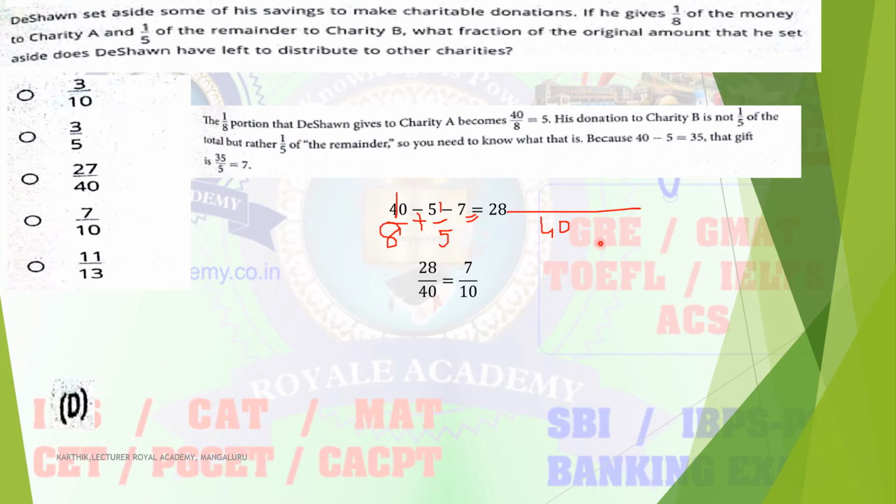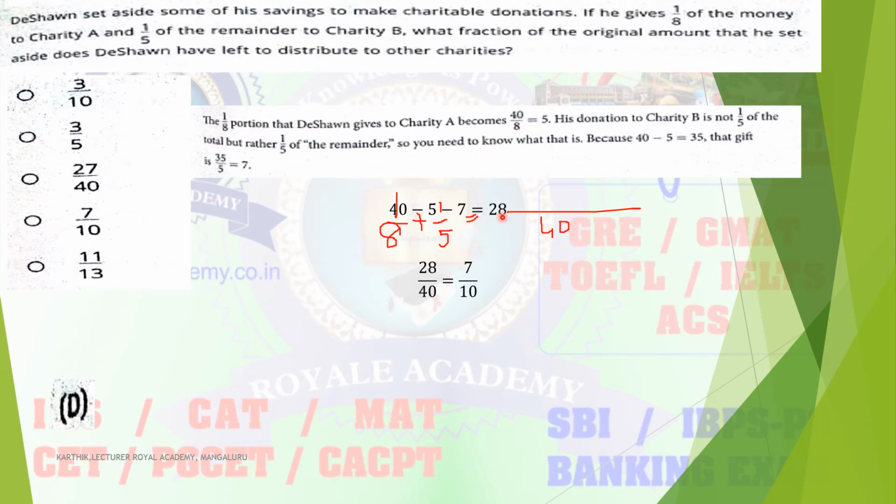In that 40 rupees, he pays 5 rupees for the charity A, and then the remainder, 1 by 5 of the remainder, how to find out? 40 minus 5 is nothing but 35. So 35 divided by 5, that is nothing but 7 rupees he pays for the charity B. So how much money is remaining with him? 40 minus 5 for charitable trust A and 7 rupees for the charitable trust B.